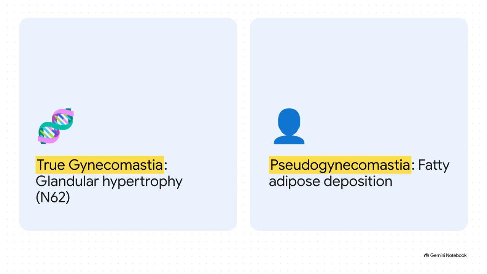Think of true gynecomastia almost like a dense, heavy knot of fibrous rope. On the flip side, pseudo-gynecomastia is literally just fatty adipose deposition. It's much more like soft packing foam. Now, why does this distinction matter so much? Because removing purely fatty tissue is almost always considered a cosmetic lipectomy by payers, whereas taking out that true glandular tissue, that is a medically necessary mastectomy.